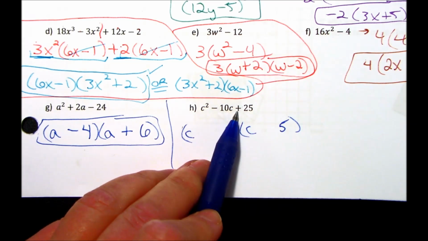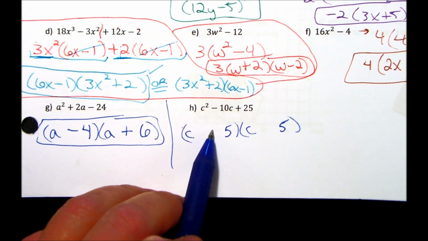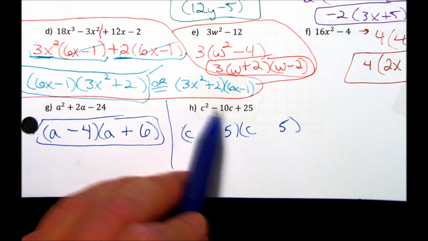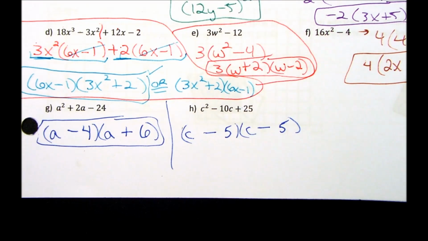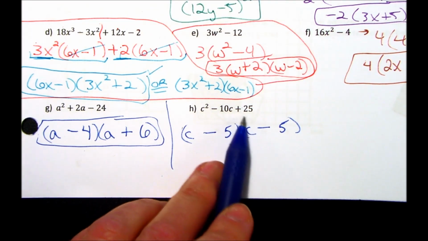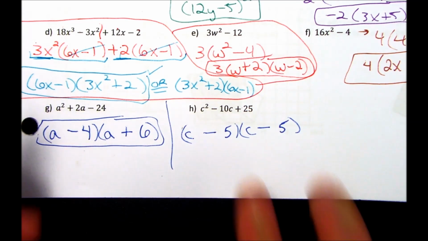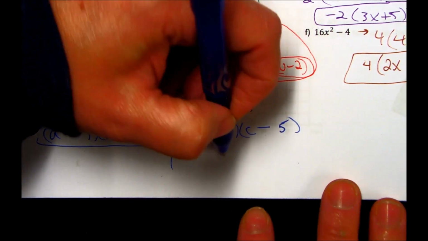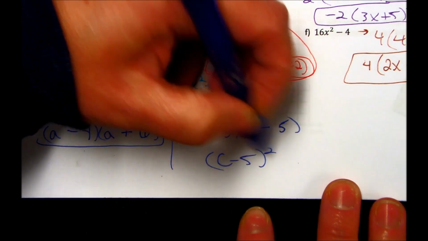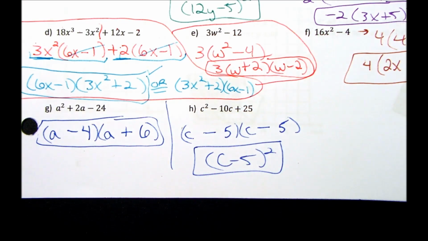Again, because this is a positive 25, these signs have to be the same so that when you multiply them together you get a positive. But in order for them to add up to a negative 10, they're going to have to both be negative. So the negative times a negative gives you a positive, but the negative plus the negative gives you a negative 10. So these are the factors, and because they're identical, you could rewrite it as a binomial squared. So c minus 5 squared, or just c minus 5 times c minus 5. So that's our review of factoring.